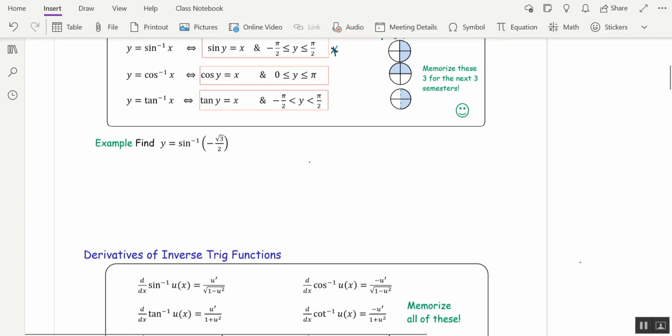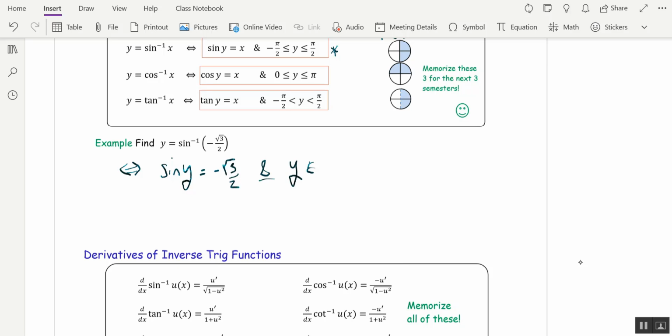y equals sine inverse of negative root 3 over 2. So using what's in the red box, I write sine y, so this is equivalent to, if and only if, the sine of y is negative root 3 over 2, and the important part is that y has to be an angle between negative pi over 2 and pi over 2. And that way we're going to only get one answer. In fact, we're going to get y equals negative pi over 3.